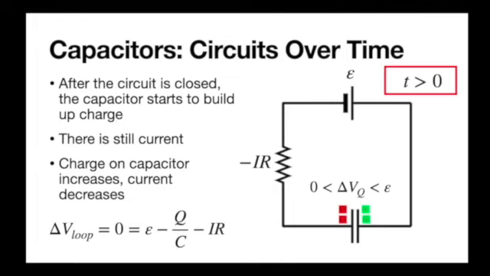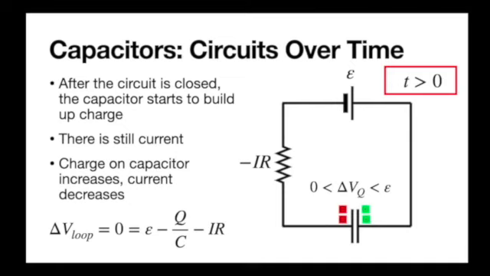And so the current reduces. It becomes more difficult for this battery to push, and so the current goes down. We can see that mathematically by now there's a voltage drop across the capacitor. So now there is some Q built up, so the Q over C is non-zero, and we introduce this term, and that's going to reduce our current.